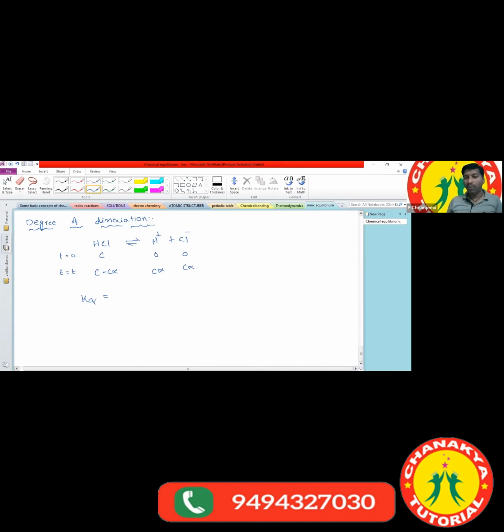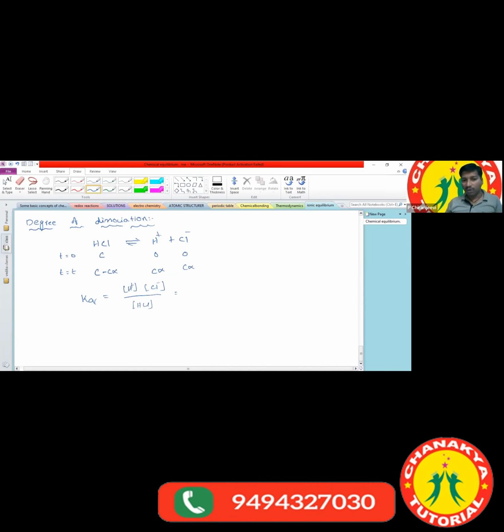Now, how do you write the equilibrium constant? The equilibrium constant is the ratio of the molar concentration of the products to the molar concentration of the reactant. What are the products? H plus and Cl minus, divided by the molar concentration of HCl.